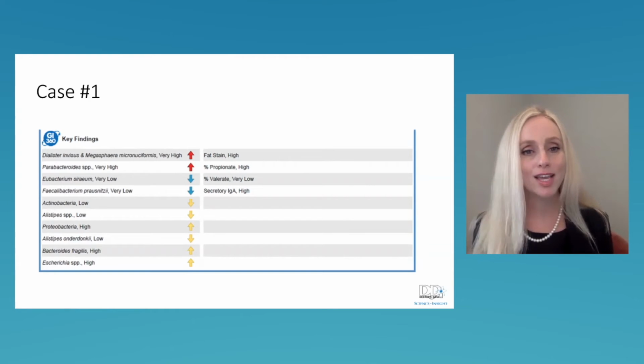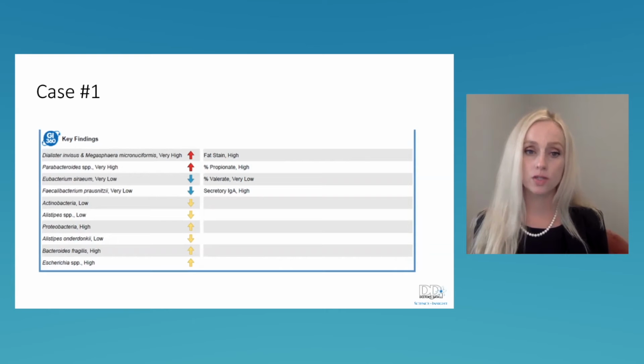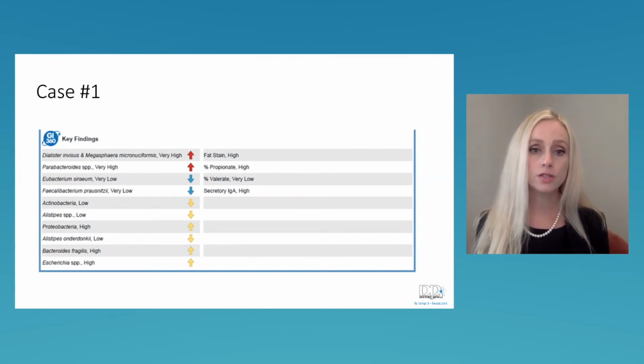So when we really take a look at the key findings for this patient, we can see there are bacteria that are strongly associated with the history of a standard American diet, as well as major depressive disorder. So this is an excellent test to really begin to assist your patient from a functional standpoint, okay?